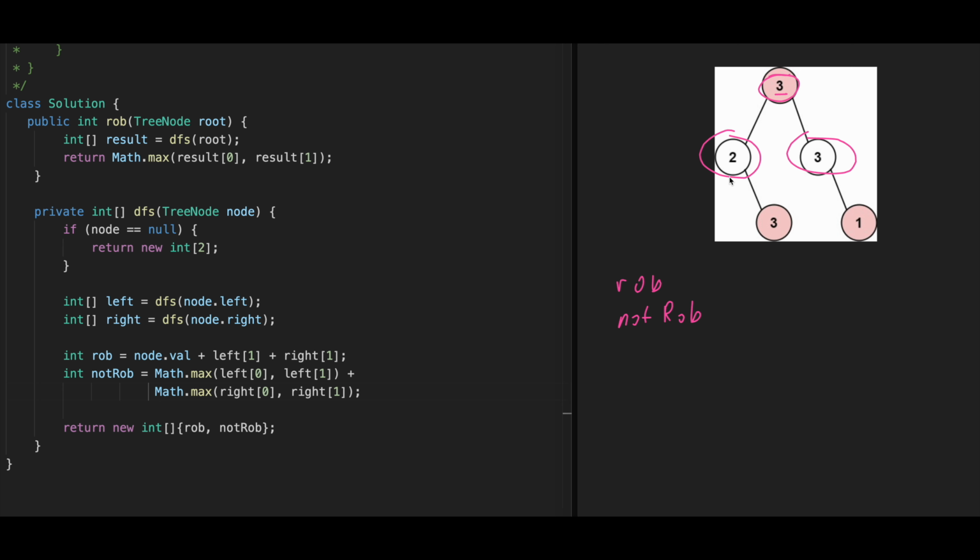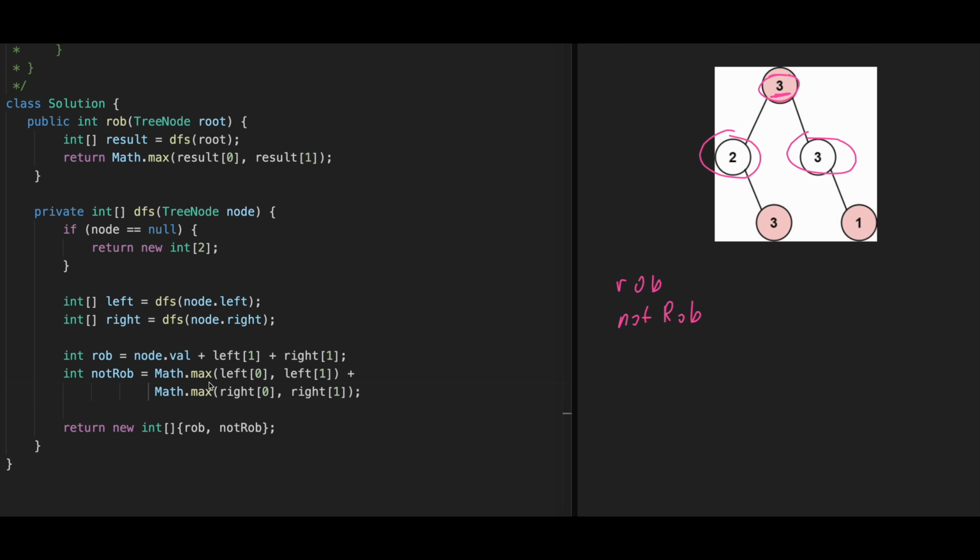Since for the rob case we are including the root value 3 here, we cannot include 2 and 3. That's why we are taking the left and right, we are taking 1, which means that we are not taking this value. If we are not taking the root node, it means that we can rob 2 and 3, nodes 2 and 3.